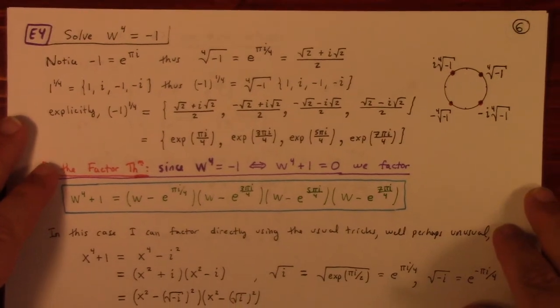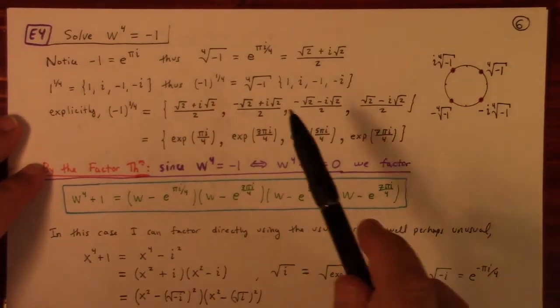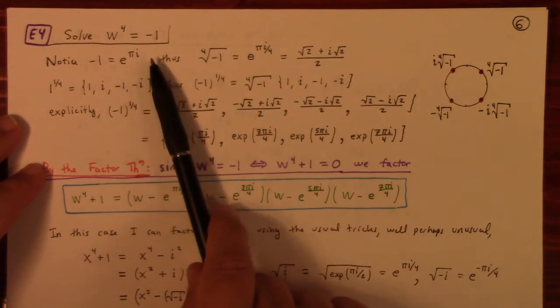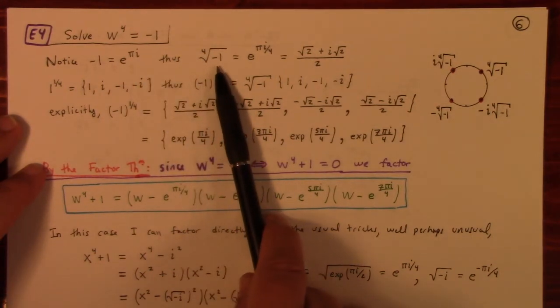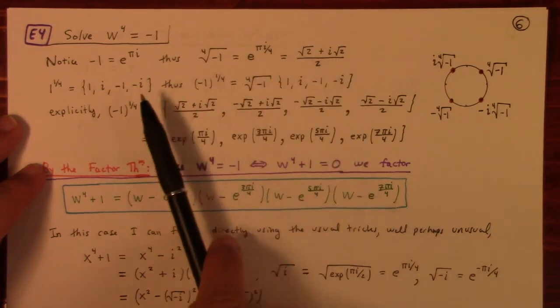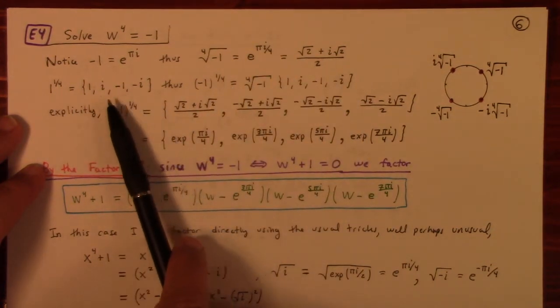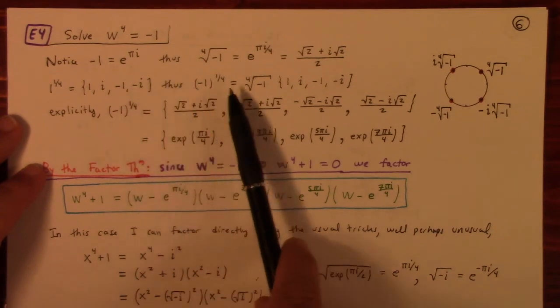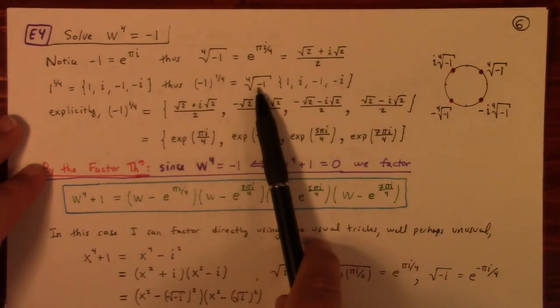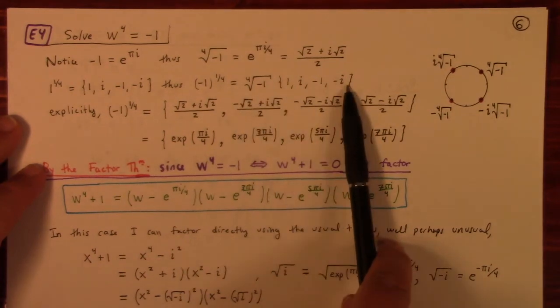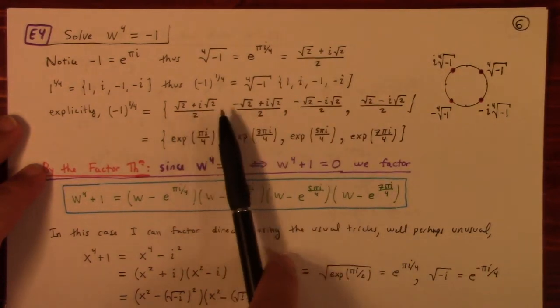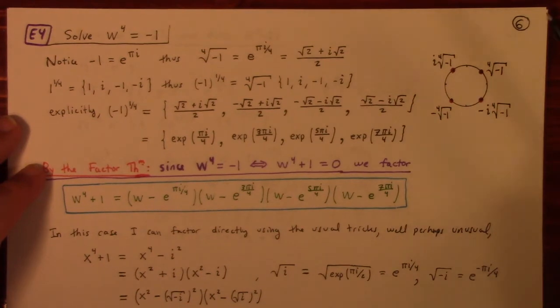Solve w to the 4th equal to minus 1. To do that, I put minus 1 into polar form. I calculate the principal 4th root of minus 1, which is this. Now 1 to the 1/4, as I was just saying, is that. So I take 1 to the 1/4 times the principal 4th root of minus 1, and when I multiply that, it gives me these 4 values. These are the 4 solutions, which I've also pictured over here. This is the principal 4th root, and then there's the second one, the third one, and the 4th one. All these 4 numbers solve w to the 4th equals minus 1.